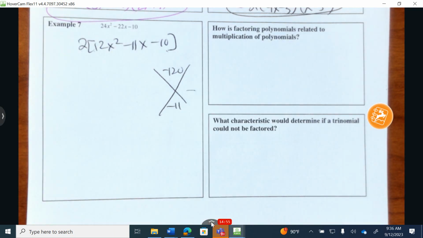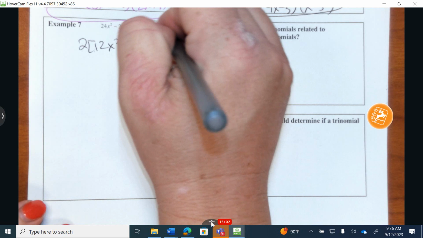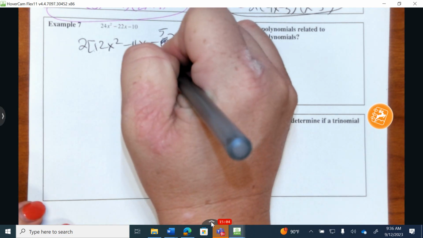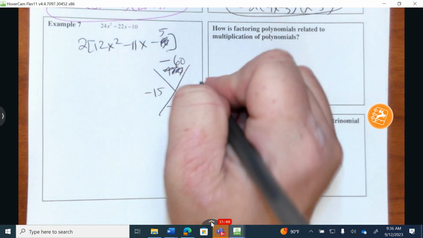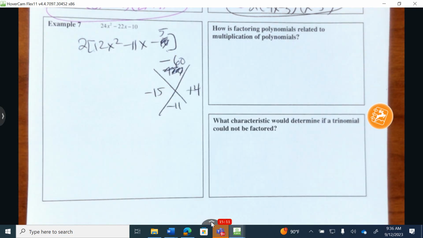Who can tell me what combination is quickly? Anybody? Teacher, is it not 10? Oh, it's 5. What did I do wrong? You didn't divide the 10. Oh, that makes a difference, sure does, doesn't it? It's a 60? Yeah. Thank you, Antonio. Okay, so this is going to be negative 60. So then I'm going to go with negative 15 and positive 4. How does that work? Better?